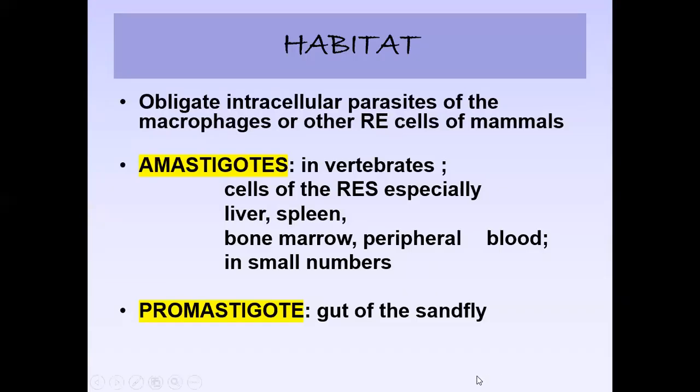Habitat: it's a strict intracellular parasite. It is going to be found within the macrophages or other reticuloendothelial cells. Various animals as well as humans can become infected with the Leishmania organism. Amongst the animals, it could be domestic dogs, wild dogs, foxes, wolves. These types of animals can become a site for the invasion by Leishmania and production of the disease. There are two forms.